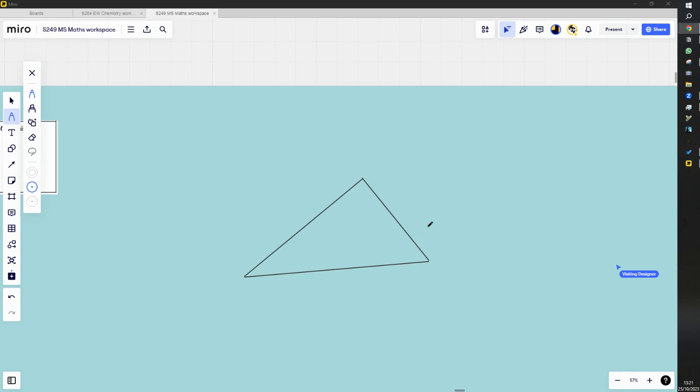So we've got a triangle. It does look like it's a right angle triangle there actually, but it may or may not be. It works on all triangles, including right angle triangles. These rules. The first thing we want to do is label all the angles, and it doesn't really matter what order we label them in. So we'll just call them A, B, and C.